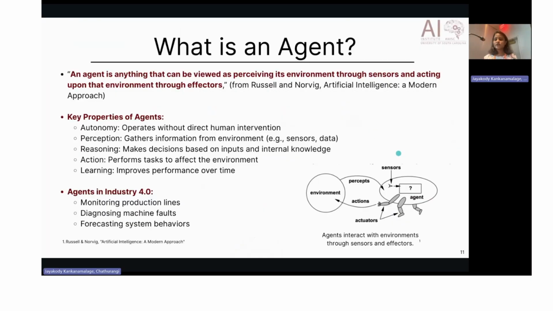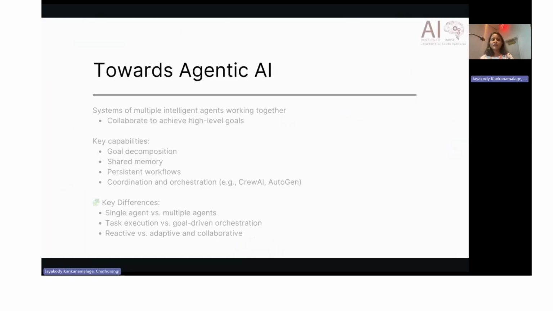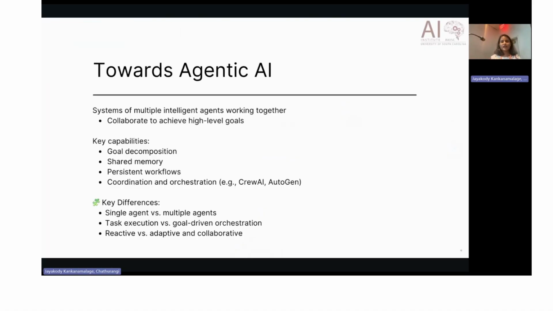This brings us to the next stage in manufacturing evolution, which is agentic AI. Agentic AI refers to systems where multiple intelligent systems, meaning agents here, work together, coordinating in order to achieve complex goals. These systems can decompose complex tasks into simpler tasks, share memory, and maintain persistent workflows. Thereby, they enable adaptive and collaborative behaviors.